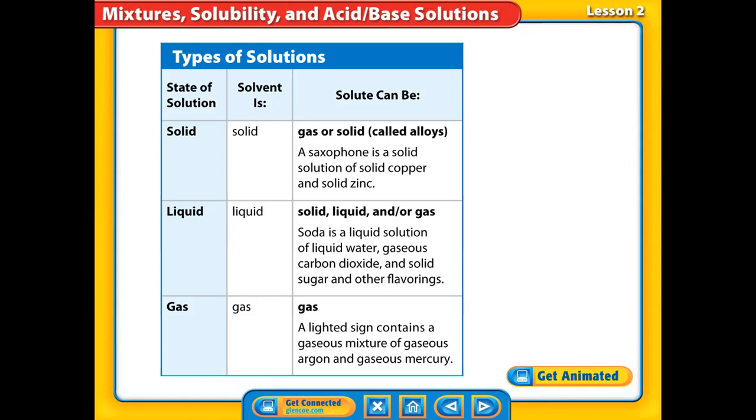Also, for example, do you know the lighting signs in the markets and places like that? They contain a lot of gases, like argon, neon, and xenon. Many gases are mixed together just to produce these different lights. So like this, guys, that represents the idea that we determine the type of solution based on the state of the solvent. So if the solvent is solid, the solution will be solid.